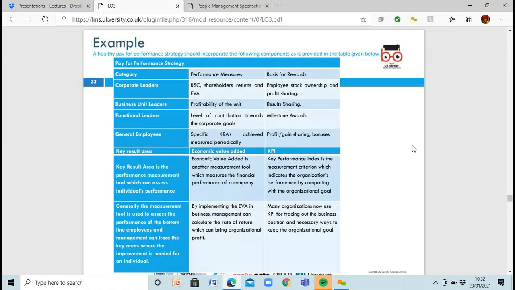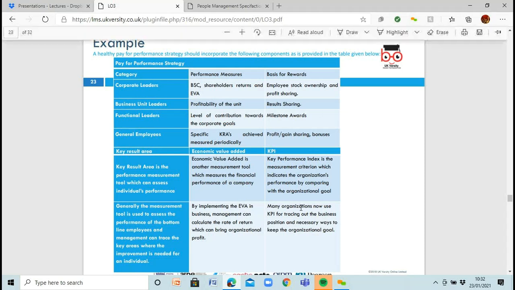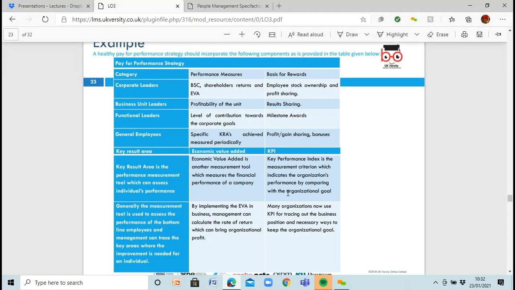So here is an example of a healthy pay for performance strategy. So this table is actually showing you what sort of is a good pay strategy for here. So you've got things like category performance measures and basis for rewards. Then you've got functional leaders, so level of contribution towards the corporate goals and milestone rewards. You've got economic values, key performance indicators. It's a nice one just to have a little look through.